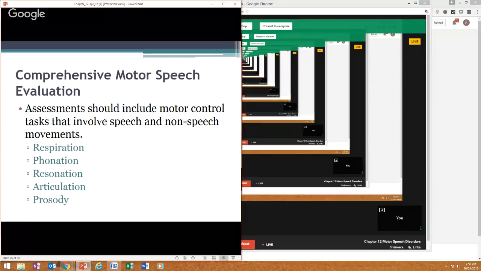After the referral is made, a comprehensive motor speech evaluation might be conducted following a screening showing that someone has a suspected motor speech disorder. So in the comprehensive motor speech evaluation, an assessment would include motor control tasks that involve speech and non-speech movements.